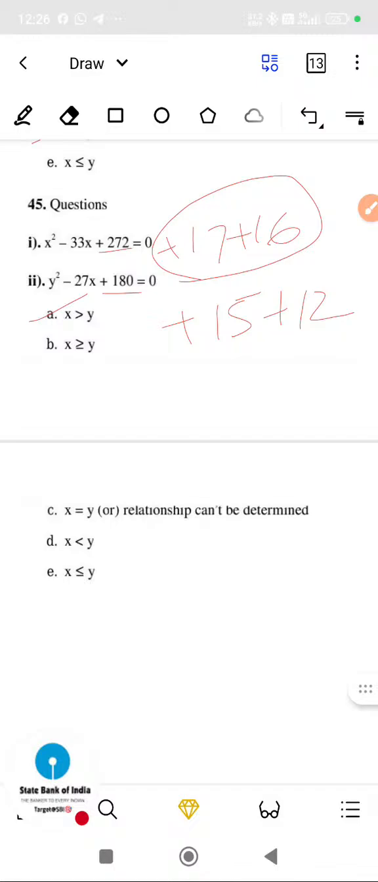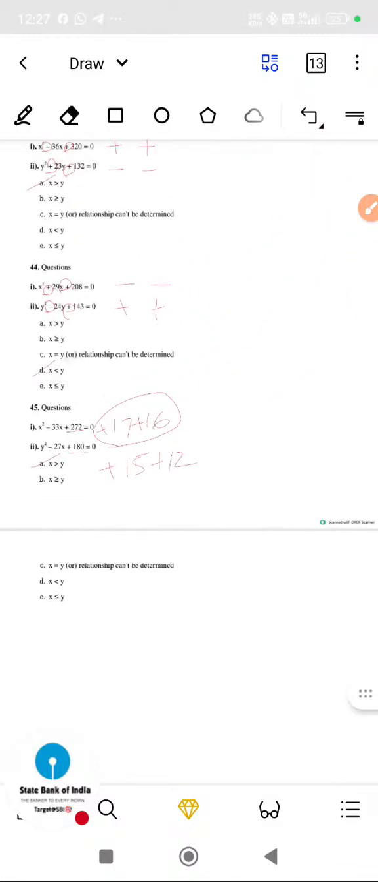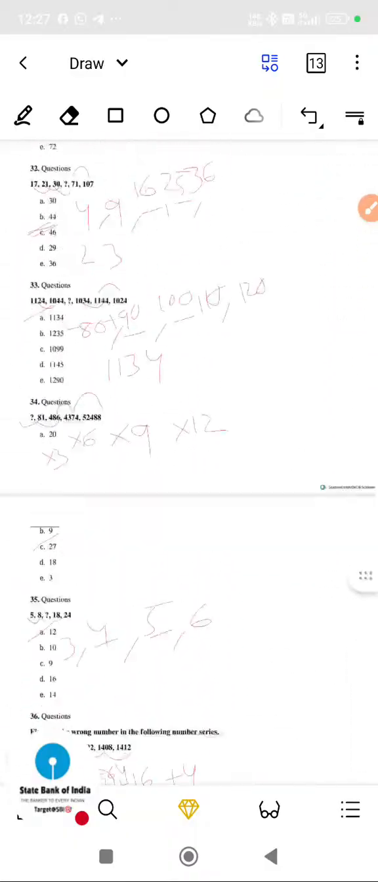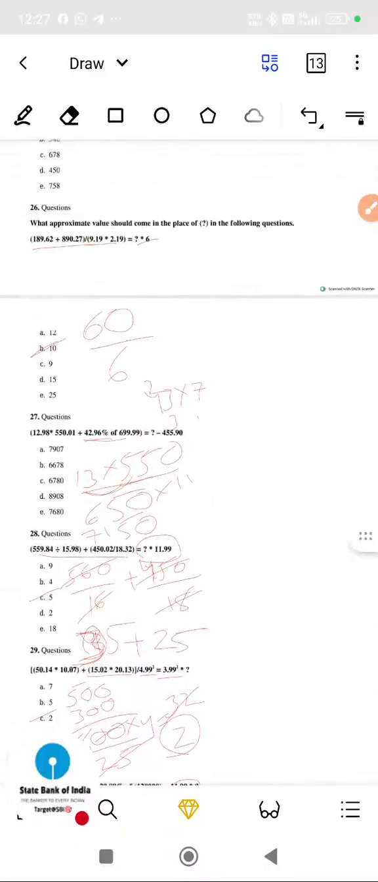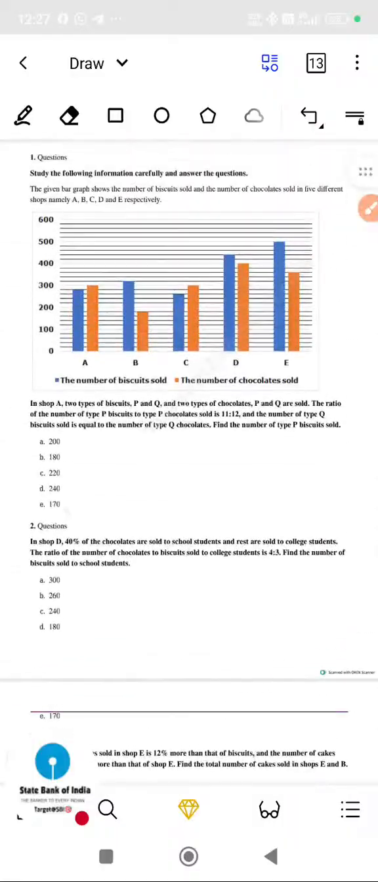Next, we have completed all the simplifications, approximations, missing number series, wrong number series, and finally quadratic equations. Now we are moving on to the data interpretations.